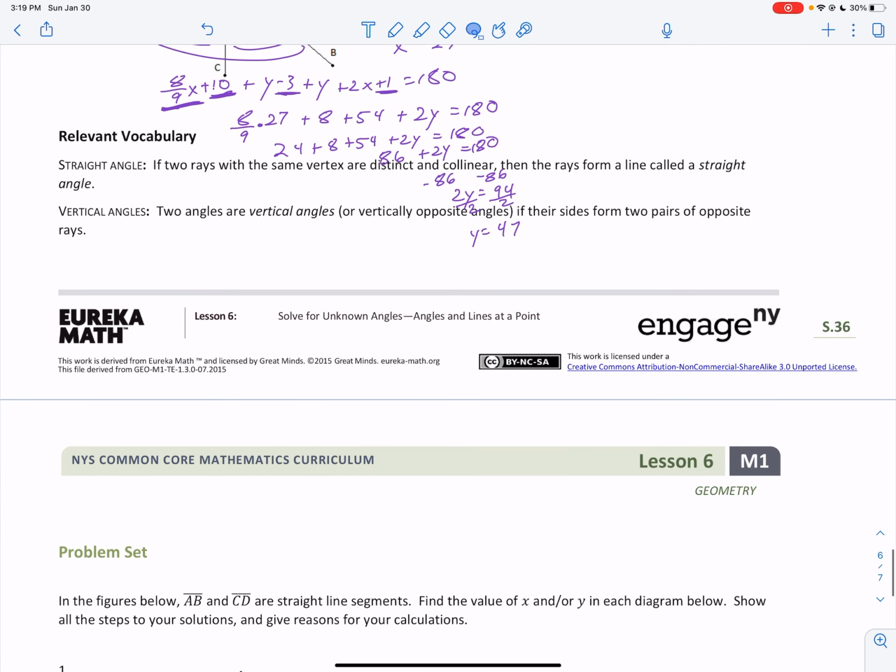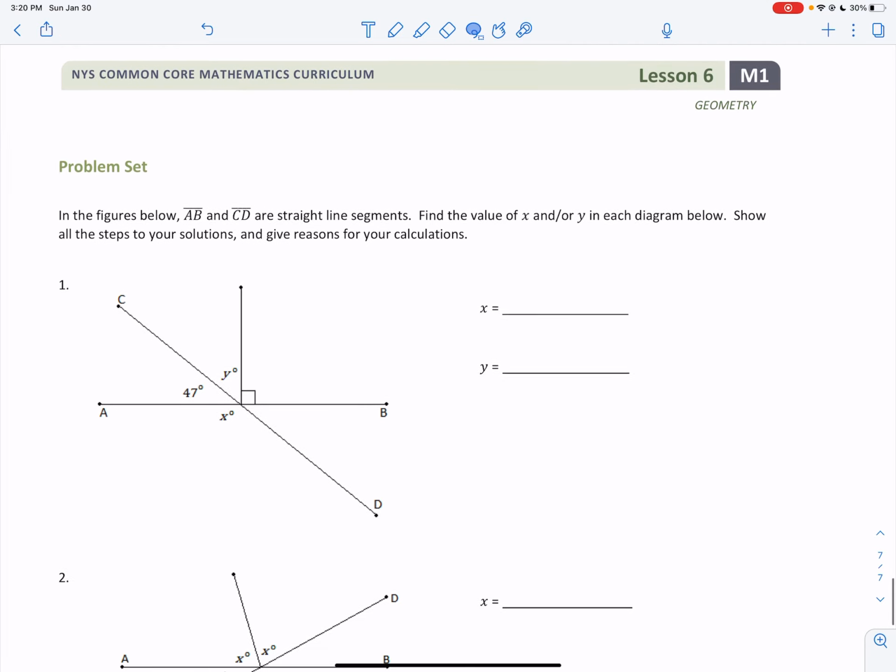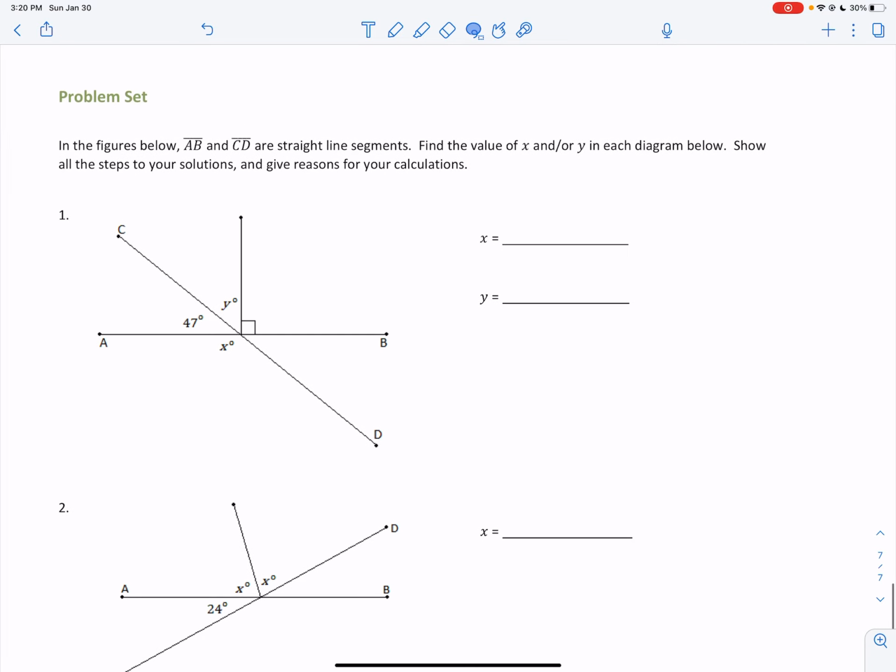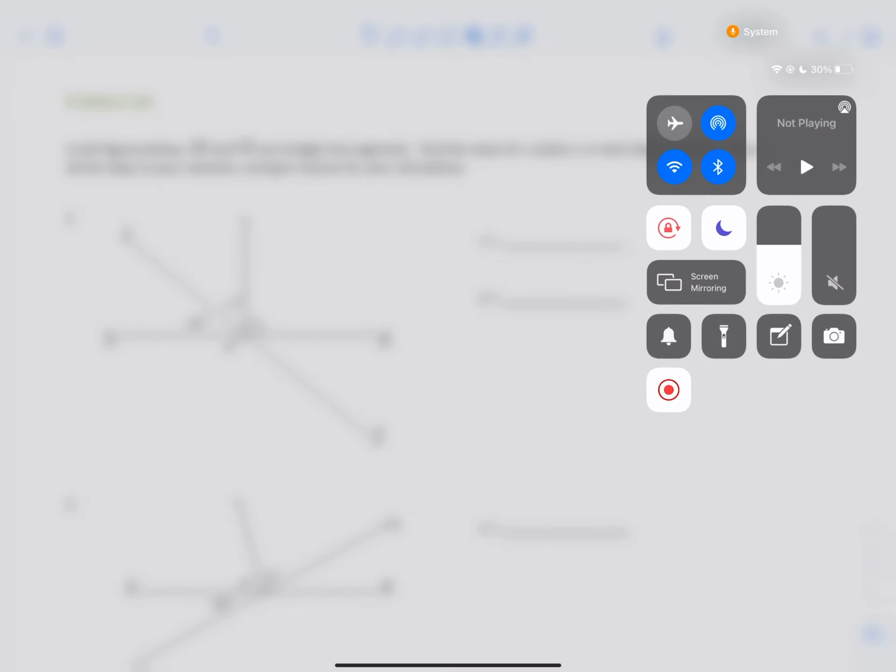Let's look at the other part. And then vertical angles, we've talked about it over and over again. So here's the problem set. I'm not going to work these out right now. Go ahead and work them out, and you can ask questions in office hours. And you can always send me or Ms. Tragle an email, and we'll help you out.